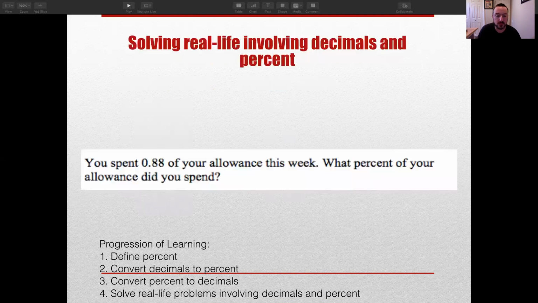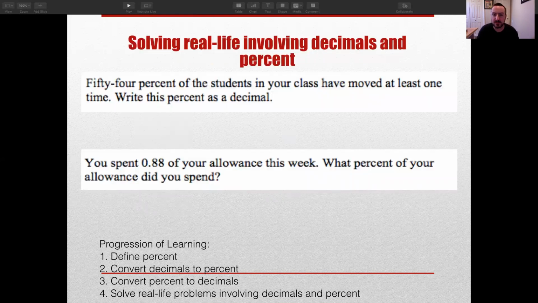We're going to move on to some word problems involving percent and decimals. These word problems just give you a percent or a decimal, and you have to convert it to either a percent or a decimal. First one, we have 54% of the students in your class have moved at least one time. Write this percent as a decimal. So 54% would be written as 0.54, right? 5 in the tenths place and 4 in the hundredths place, 54 out of 100.